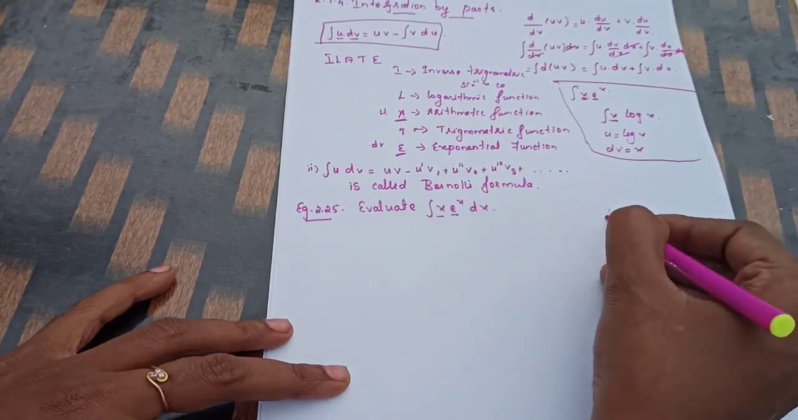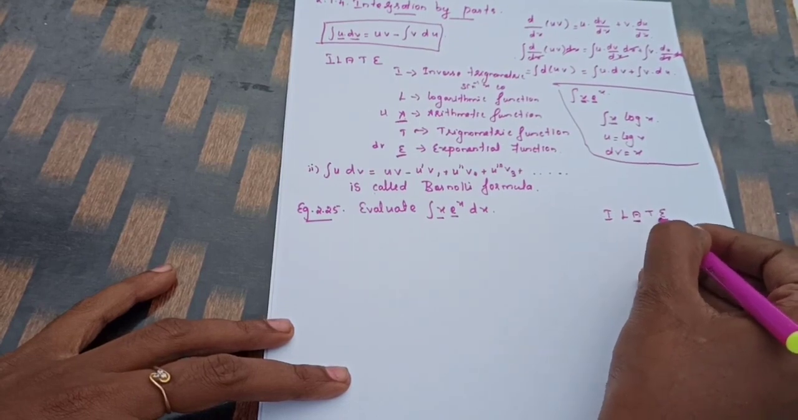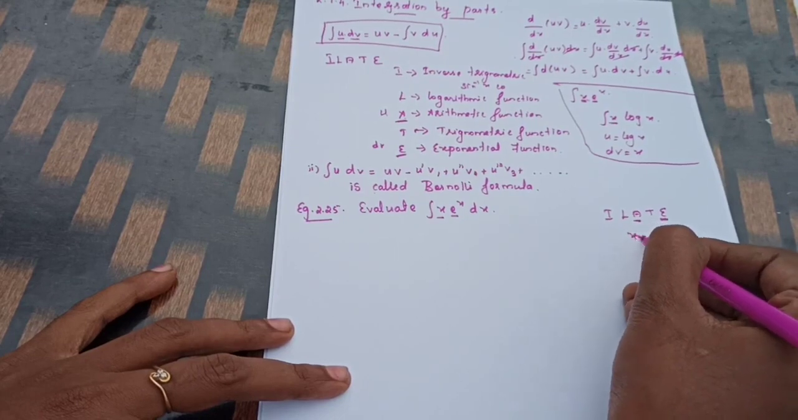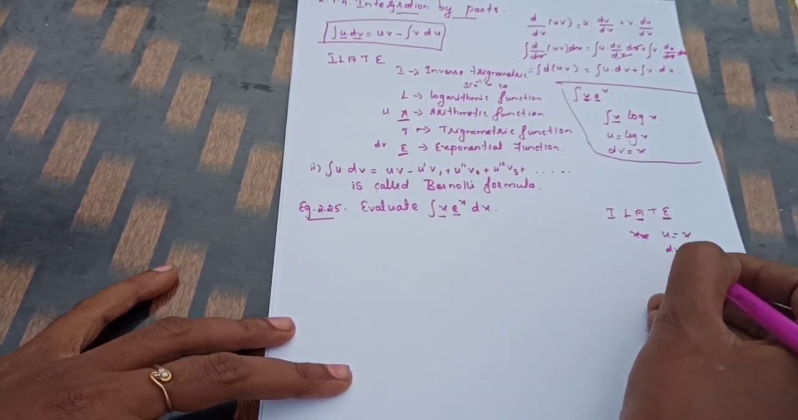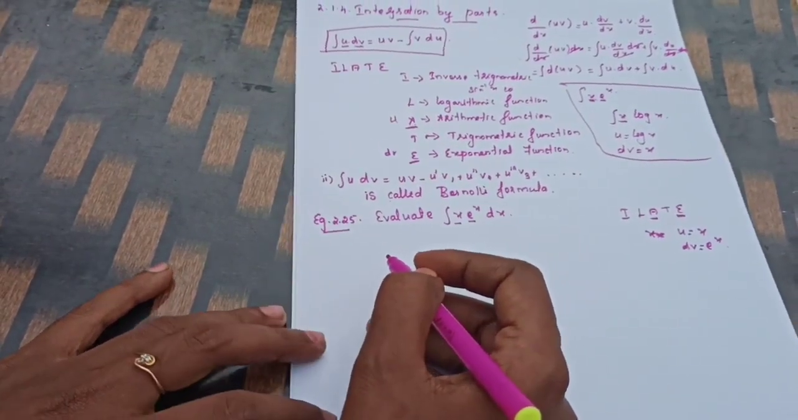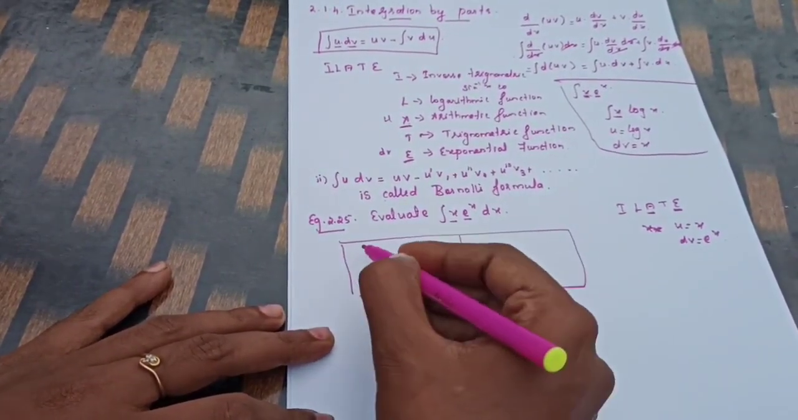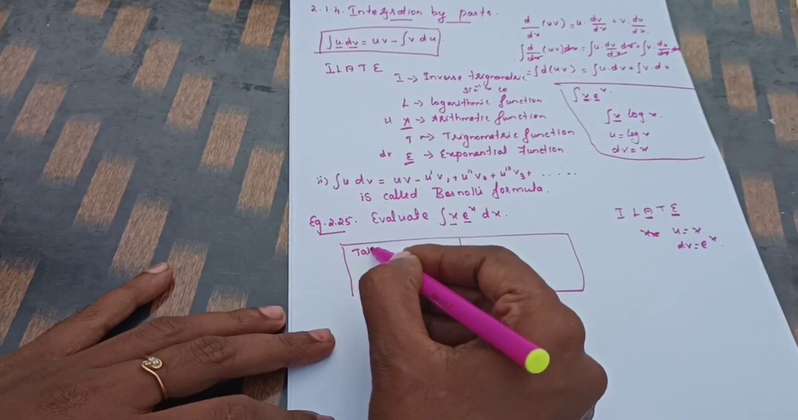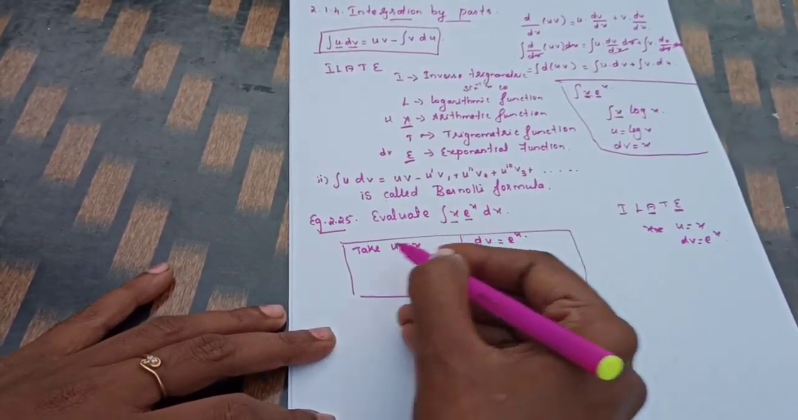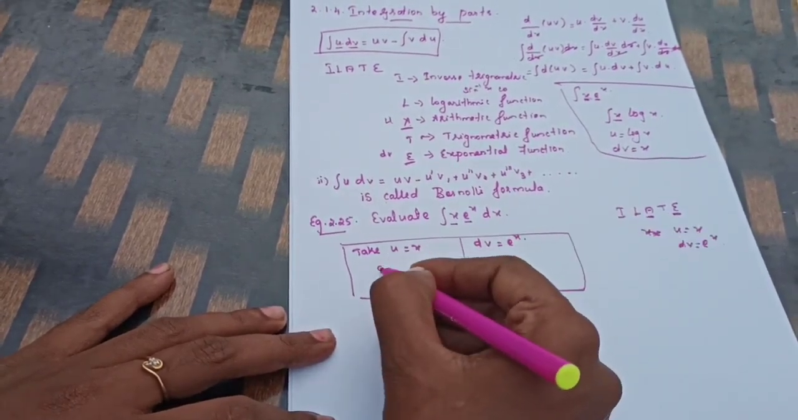Write ILATE here. x is an algebraic function, e power x is an exponential function. So u is equal to x, dv is equal to the exponential function, that is e power x. Understand? So you need to choose that first. I am giving one tabular column, then only it will be easy for you. Take u is equal to x, dv is equal to e power x. Have you understood how I chose the two values, using ILATE?